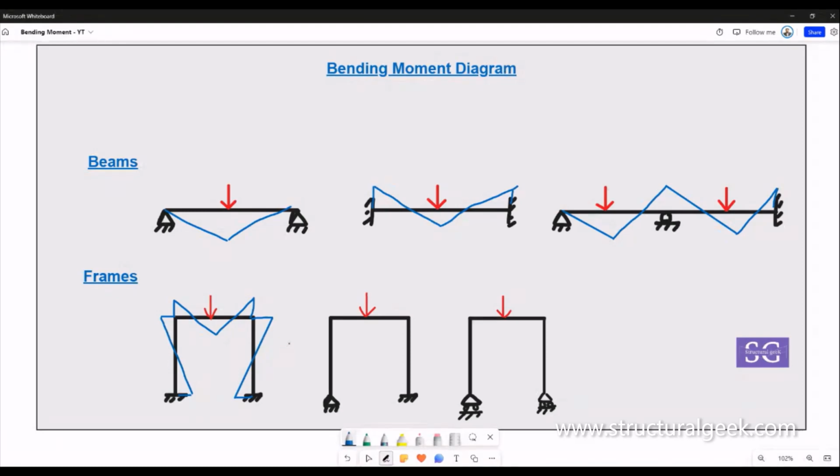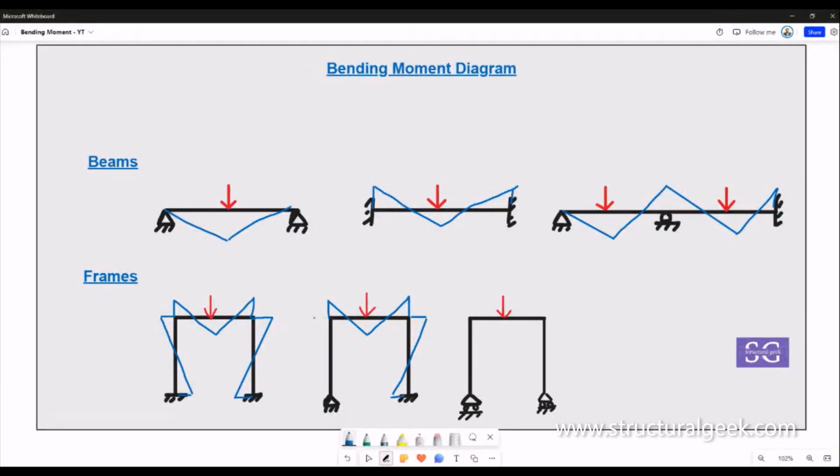Similarly, let's take another example, which is similar to the first frame that we had, but it has a pinned support at the bottom, and the other side is still fixed. Since the continuity is there at the support, we will have a hogging moment, or a negative moment, at the junction. Midspan will have a positive moment. Similarly, on this side, since this structure is similar to the first frame, it will look something like this only.